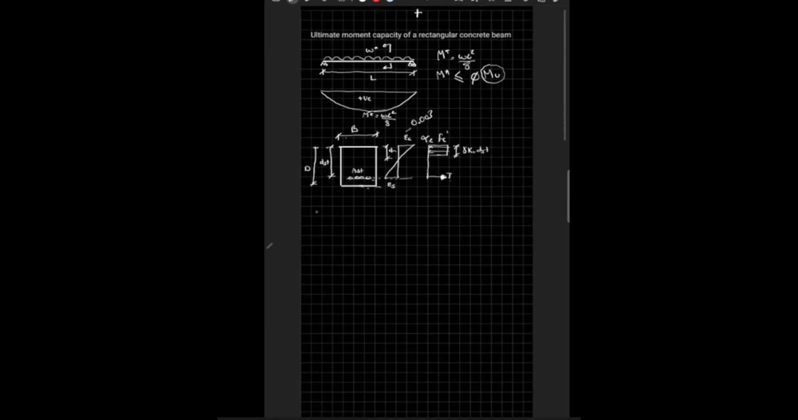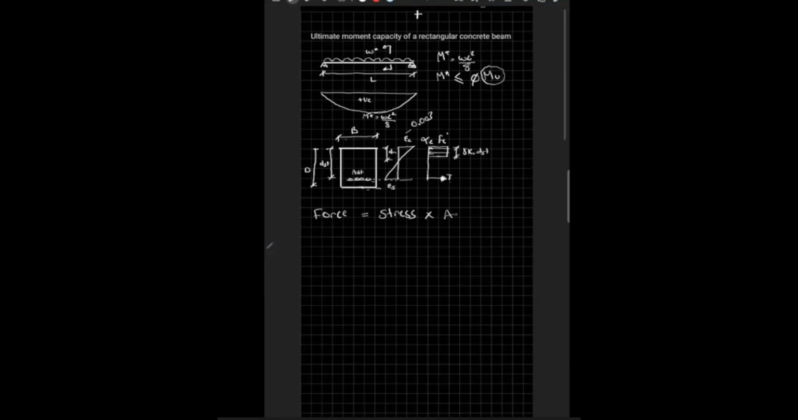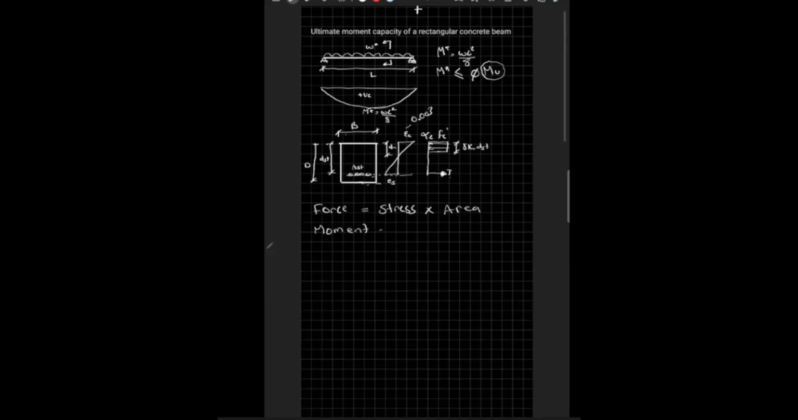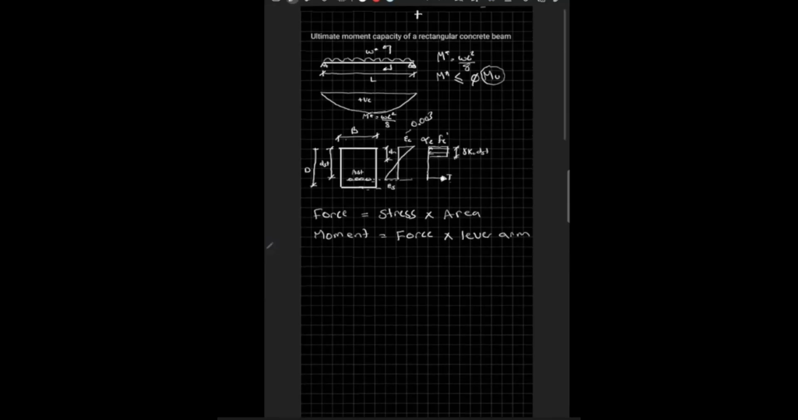The first thing is force is equal to the stress multiplied by the area, and moment is equal to the force multiplied by the lever arm. And I think this is it. We can stop the video here, to be honest, because once you know these two things, you will know everything.